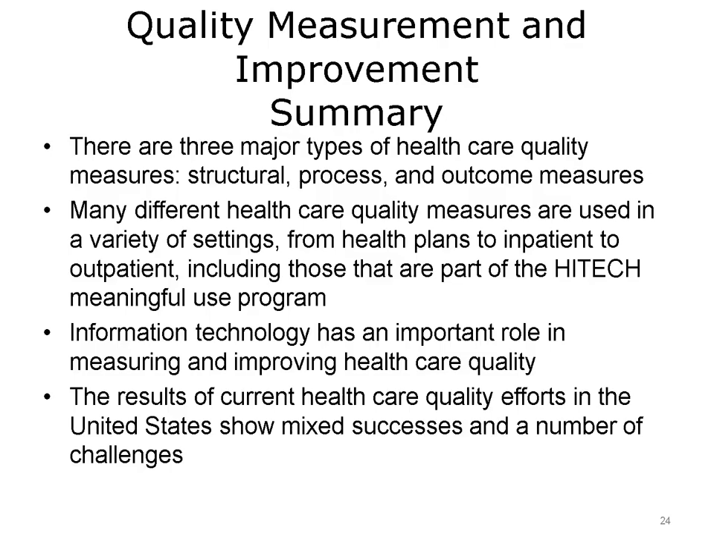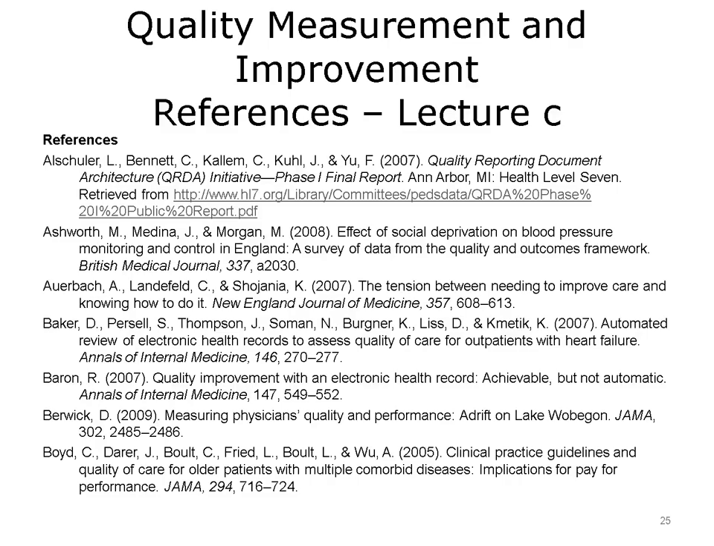This unit discussed the three major types of healthcare quality measures: structural, process, and outcome measures. Many different instances of these healthcare quality measures are used in a variety of settings, from health plans to inpatient to outpatient, including those that are part of the high-tech meaningful use program. Information technology has an important role in measuring and improving healthcare quality. Finally, the results of current healthcare quality efforts in the United States show mixed successes and a number of challenges.